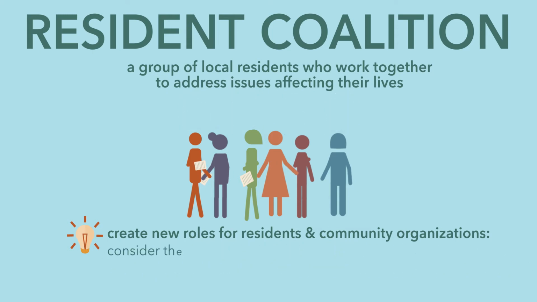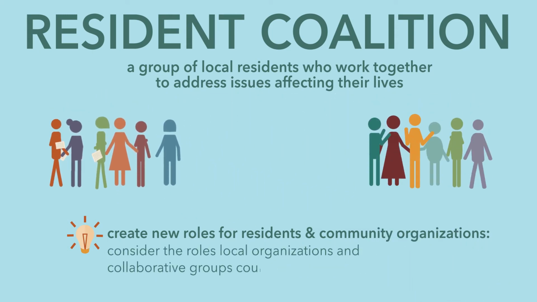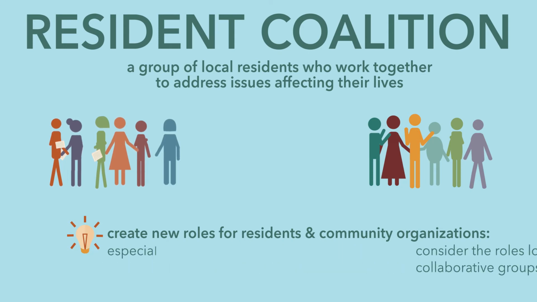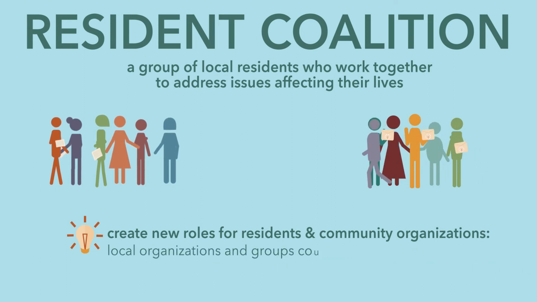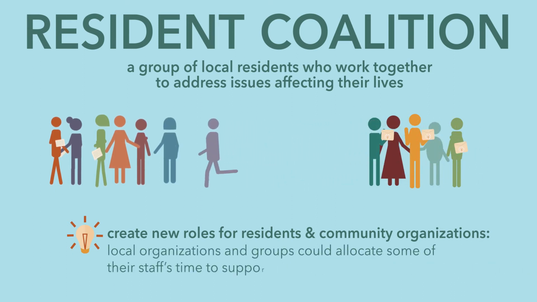Next, consider the roles local organizations and collaborative groups could take on to support the resident coalition. This is especially relevant for organizations or groups that directly benefit from the resident coalition, such as groups that get resident input on their decisions. For example, local organizations and groups could support the resident coalition by allocating some of their staff's time to facilitate meetings or coordinate logistics.